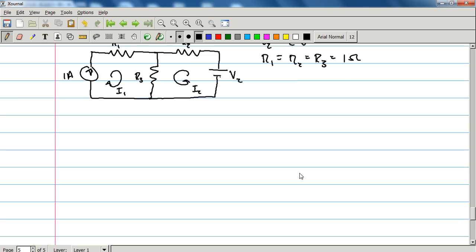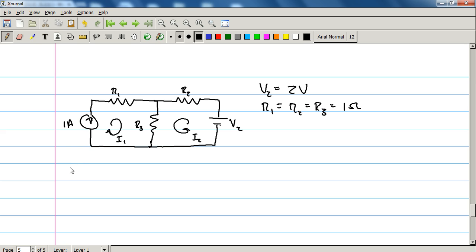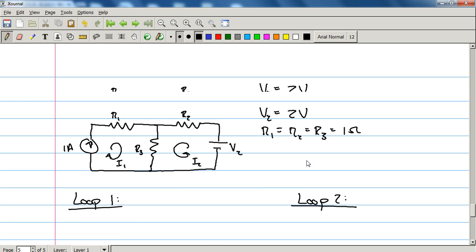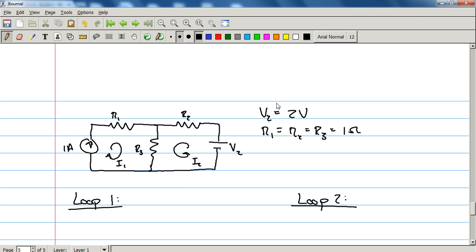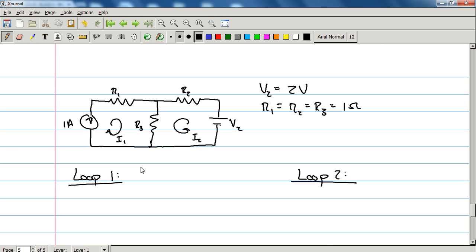Okay. So if we solve for this, again, we've got 2 loops, so we need 2 equations: loop 1 and loop 2. Now, loop 1, we already know because we made note of this behavior up here. The loop current is set by the current supply. So loop 1 is just 1 amp. So I1 equals 1 amp. Congrats, you've solved it already.